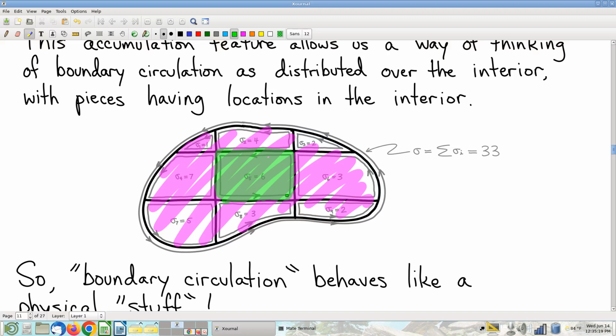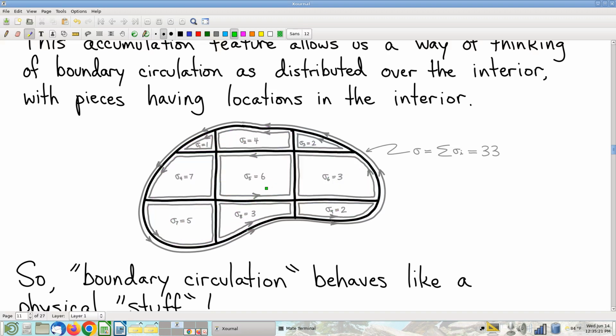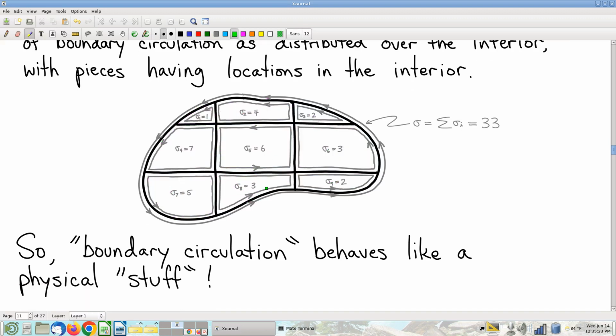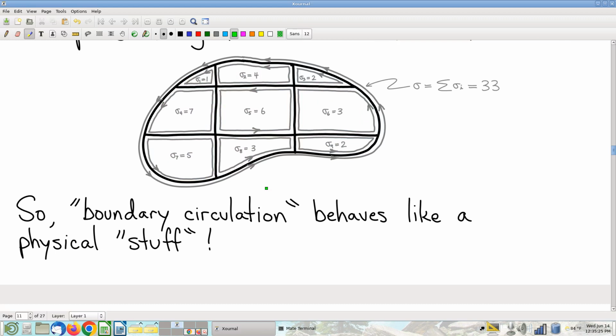So again, it's kind of a weird point of view, but that's the point of view that we're going to push, because that's the point of view that allows us to write down a really awesome theorem momentarily. Even though this is abstract, and you don't think of it as being stuff, we are going to think of it as being stuff.